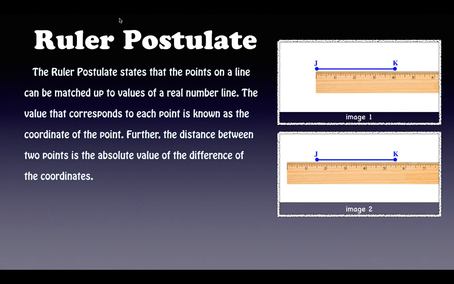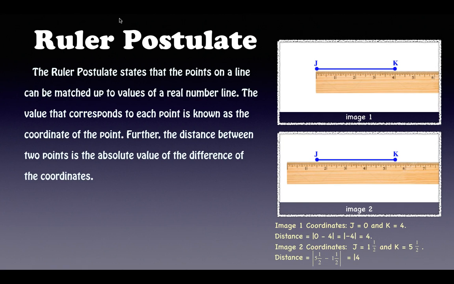The ruler postulate states that the points on a line can be matched up to the values of a real number line. The values that correspond to each point is known as the coordinate of the point. Further, the distance between 2 points is the absolute value of the difference of the coordinates.